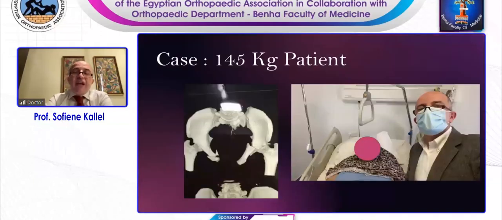This is my last case. You see the size of the patient. The patient weighed 145 kilograms. She has an open book fracture with the anterior column on the left side, and we have done surgical repair. Next.